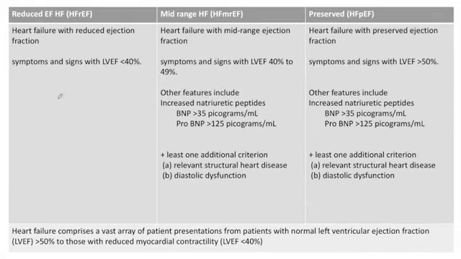So here we have reduced EF heart failure, which has an acronym, and then we have preserved EF heart failure. And then we have this mid-range, which is 40 to 49%. There's some other things that you could take a look at, such as the BNP and the pro-BNP, and you need to have at least one structural issue. Reduced EF is EF less than 40, and usually lots of signs and symptoms come with that. And we do treat them differently, so your pharmacological interventions are different. All right, so there is a vast array of patient presentations, and it all really comes down to EF.